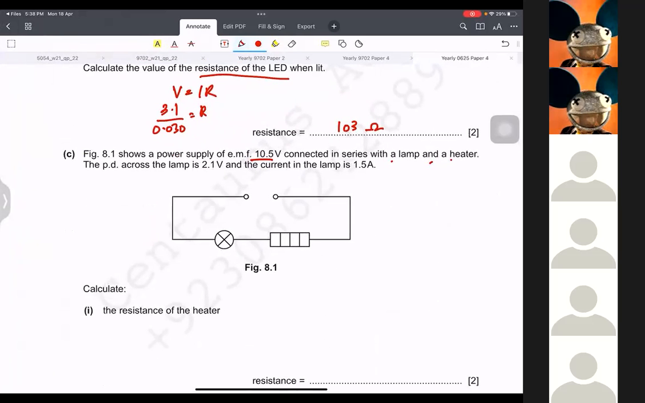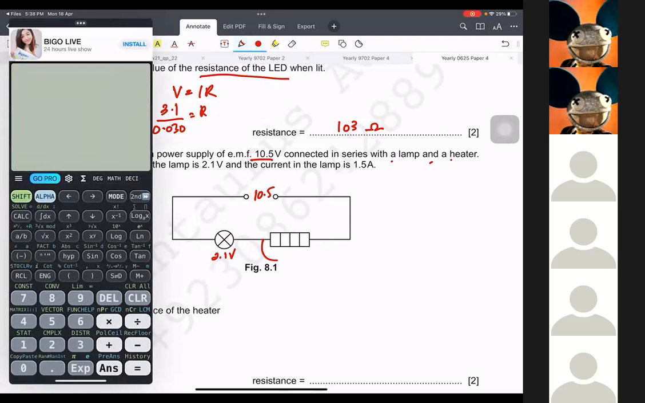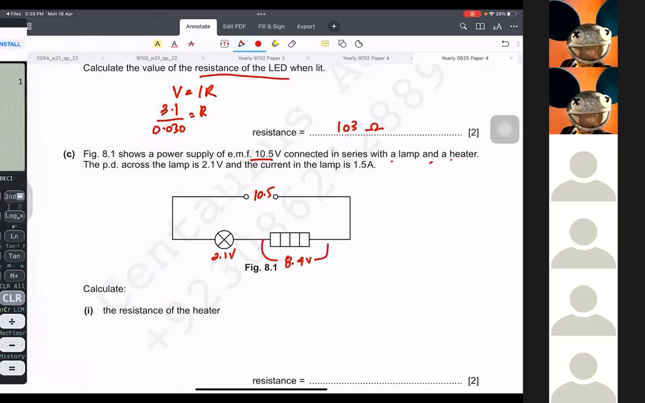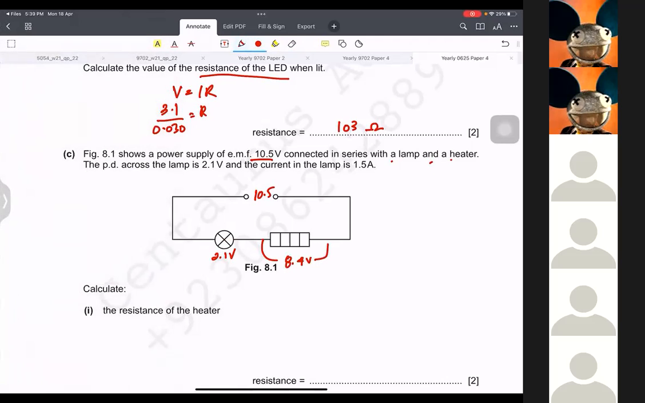Okay, resistance of the heater. The EMF is 12.5, and the potential across the lamp is 2.1. So if the lamp gets 2.1 out of 12.5, the heater will get 8.4 volts. If this gets 8.4 volts, do we have the current? Yes, we do. The resistance is 5.6.